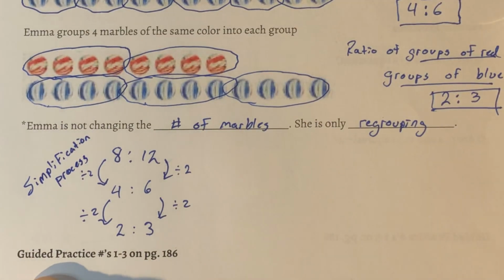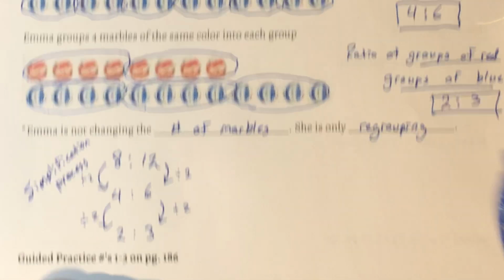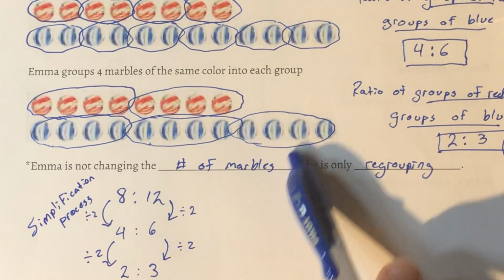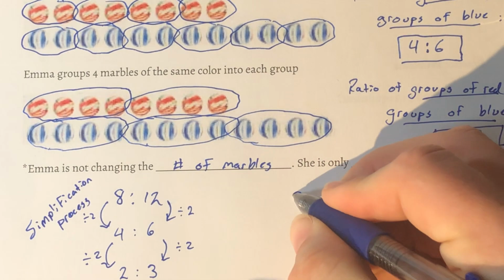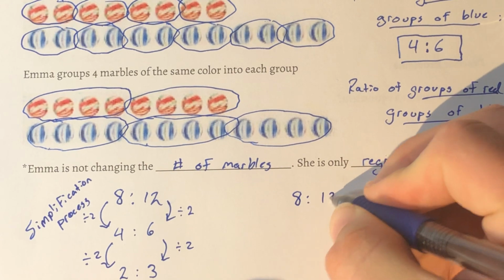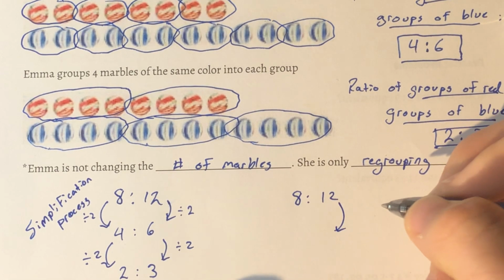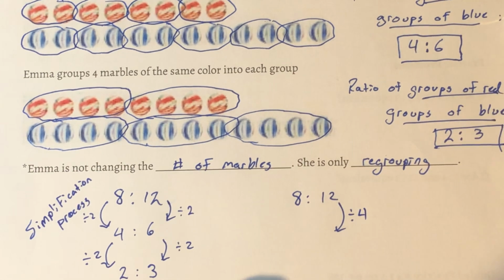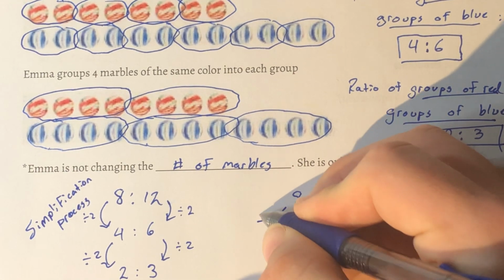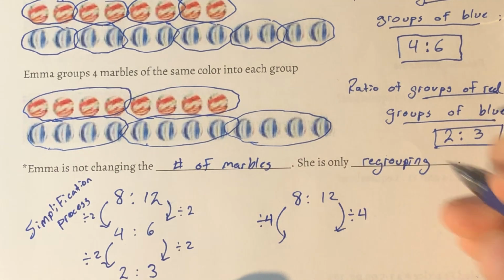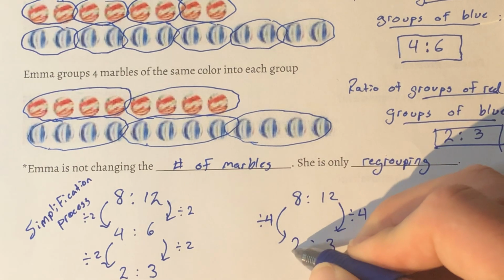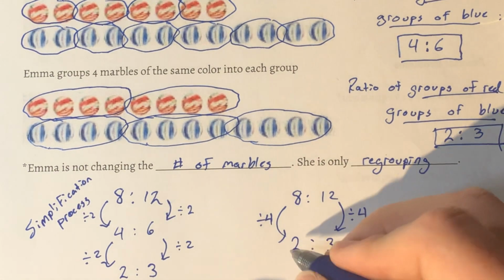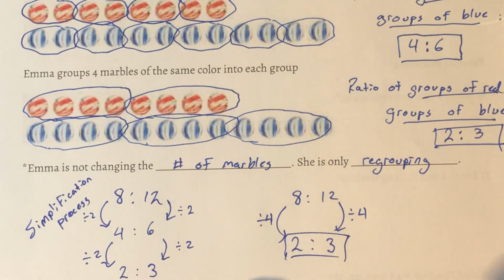Is there a way to do this faster? Absolutely. Divide by the GCF. If Emma had realized that she could have grouped into these large groups originally, she would have been done immediately, and she could have stopped playing with the marbles. Okay, so let's say she started with her 8 red and 12 blue, and she's like, oh, I can group them into 4. So let's divide by 4 immediately, which is the GCF. 12 divided by 4 is 3. 8 divided by 4 is 2. So we get 2 to 3 immediately.